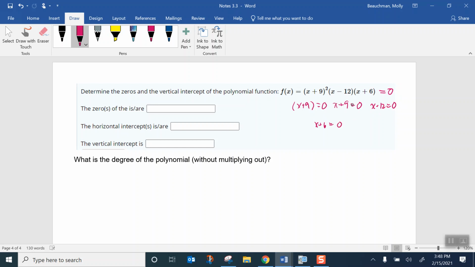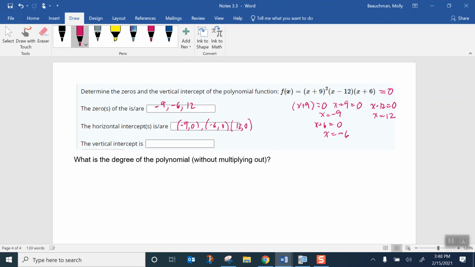When I subtract 9 from both sides, I get the same answer twice. x equals negative 9, x equals 12, and x equals negative 6. So the zeros are a listing of just the x coordinates: negative 9, negative 6, and 12. The horizontal intercepts are the actual coordinates: negative 9, 0; negative 6, 0; and 12, 0.